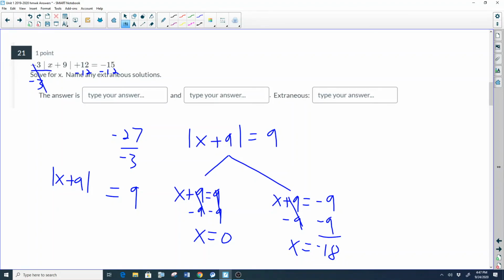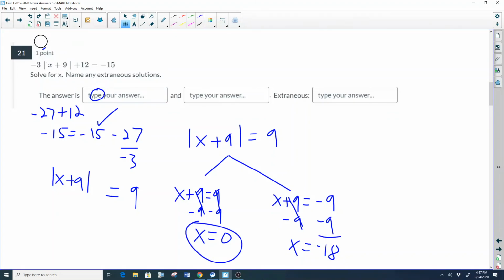Okay, so let's see if 0 works. That's my favorite. So we'll plug in a 0, and then the absolute value of 9 is a positive 9 times negative 3 is a negative 27 plus 12 is a negative 15. Interesting. So 0 does work. What about negative 18? Well, negative 18 plus 9 is a negative 9. But the absolute value of negative 9 is a positive 9 times negative 3 is negative 27 plus 12. Yep, it works. So we have negative 18 as well and none extraneous.